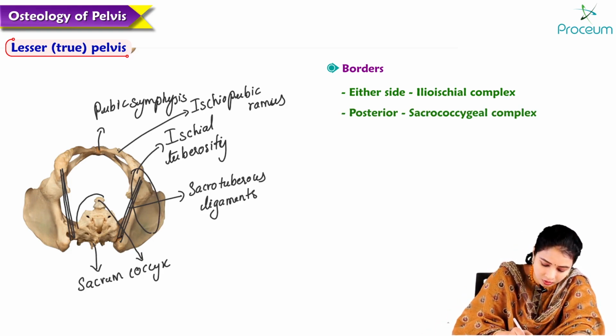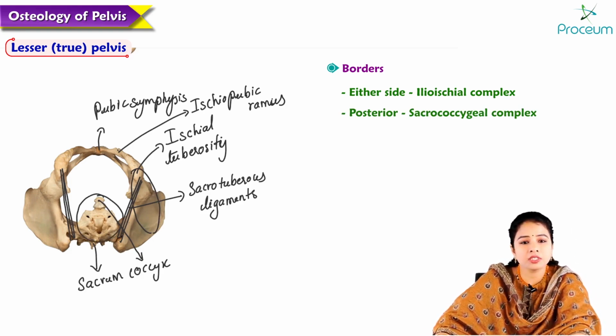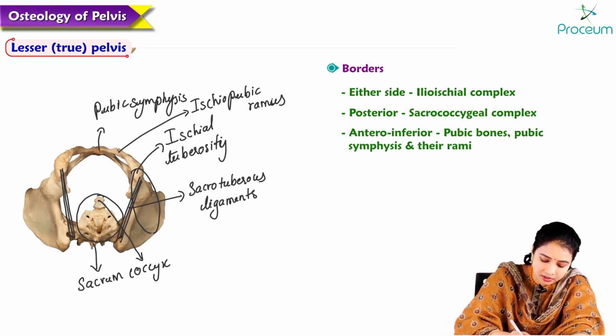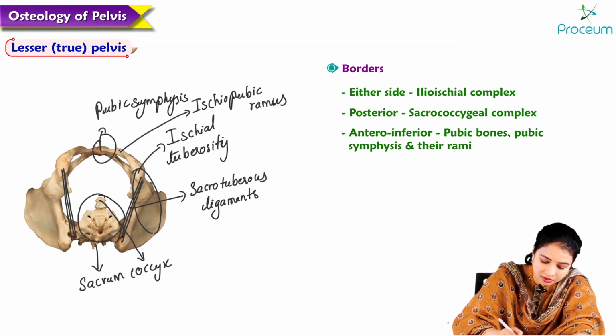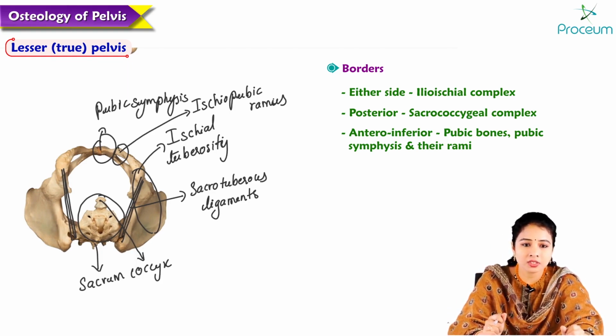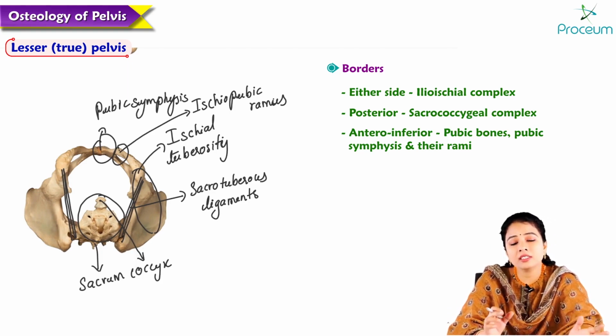So this is the sacrococcygeal complex on the posterior aspect, and the pubic bones, pubic symphysis and the rami form the anterior inferior border. So we can see inferiorly the pubic symphysis and pubic bones on each side. So the lesser pelvis is bounded all around by bones, unlike the greater pelvis. Whereas in the greater pelvis, anteriorly there are no bones; only the anterior abdominal wall takes part in the formation of the greater pelvis.